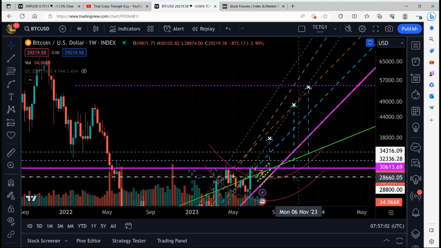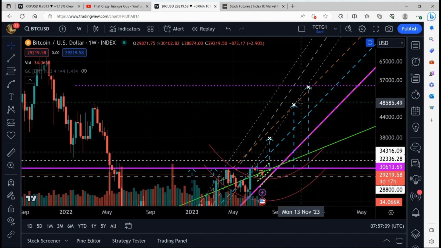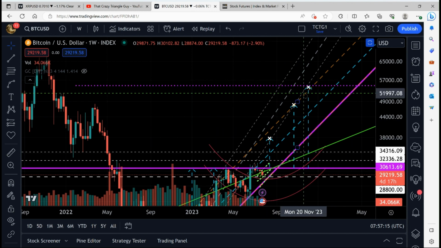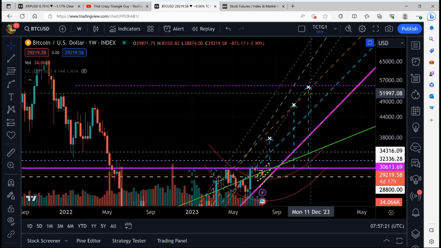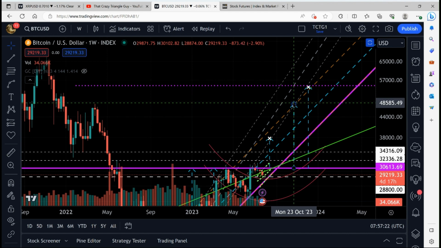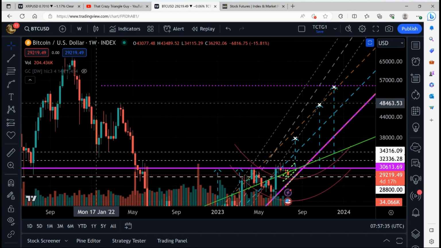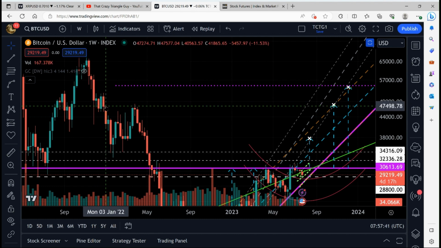And I've tried to line these targets up with spots on these parallel channels that we've been trading in, as realistic time frames for when we meet these targets. This other one here is late October, and we have 48,000, and that also matches up over here with this high. So these targets are coinciding with significant points of previous support and resistance.